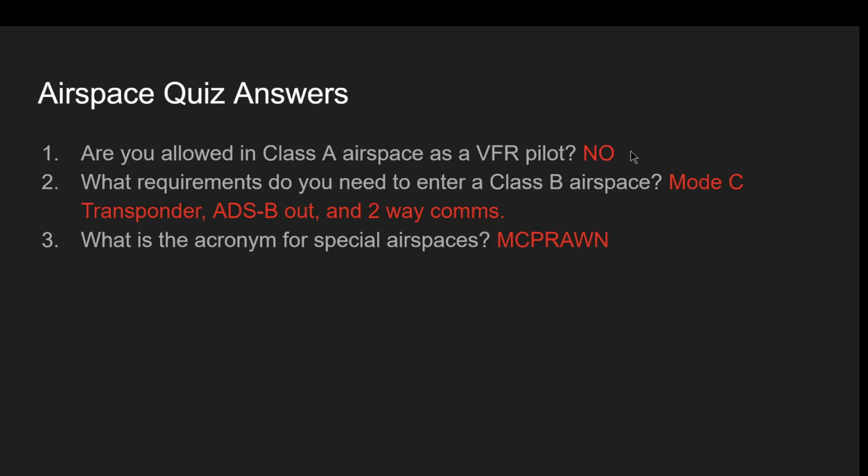Number 2, what requirements do you need to enter a Class Bravo airspace? You need a Mode C transponder, ADS-B Out, and two-way communications. If you put you need clearance, yes, yes, yes. That's good. These are all physical things. Yeah, those are physical, but you do need clearance. So if you put that on there, bravo to you. Literally, bravo. I'm sorry. That's horrible.